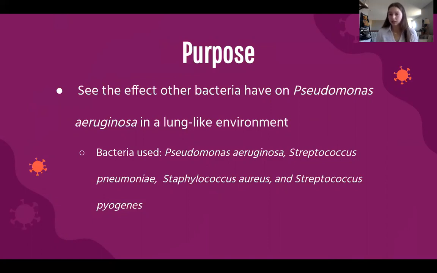Now, to note with how I did my experiment, some of these bacteria grow better in different conditions than others. Pneumoniae and Streptococcus pyogenes grow better in blood agar, as I will talk about in the next slide, but keep in mind that they grow better in blood agar.